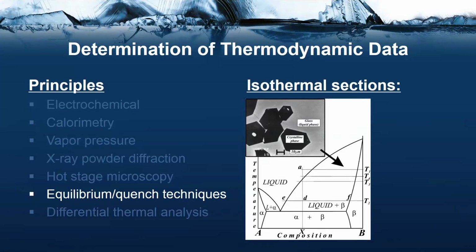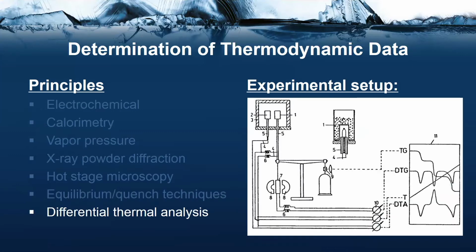The last principle or technique is the differential thermal analysis, or DTA. This is a technique that is used together with thermogravimetric analysis, or TGA. A simplified setup for DTA experiments is presented here in this figure.